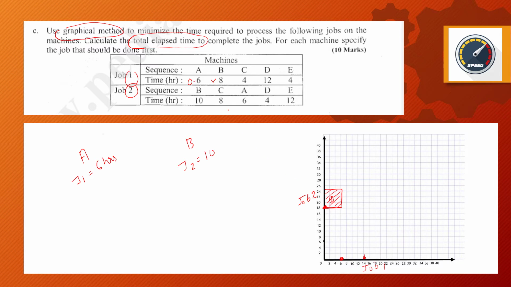And here we can see that job 2 will be first on machine B, which is from 0 to 10 hours. So the vertical line plot will start from 0 itself and it goes till 10. So the common point is 0 to 10 and 6 to 14. So this is machine B.